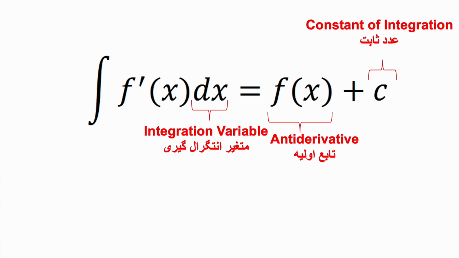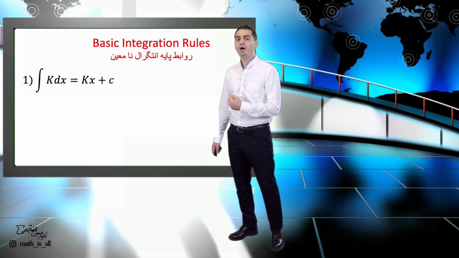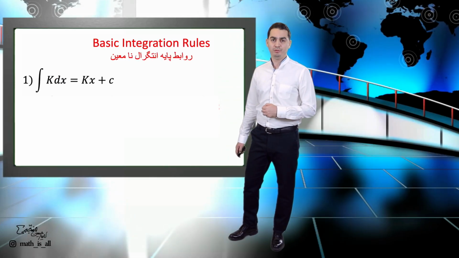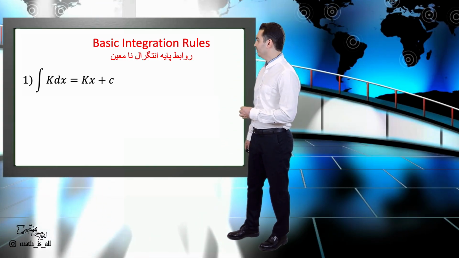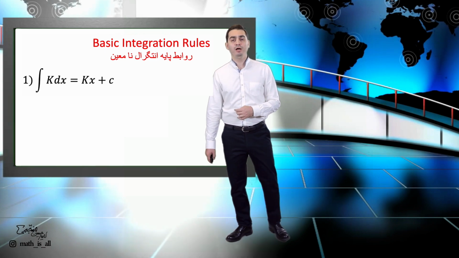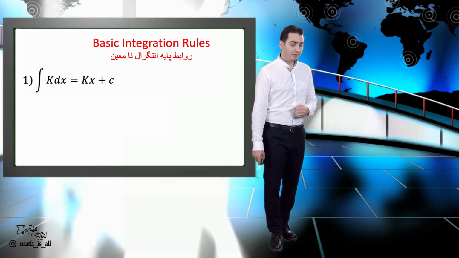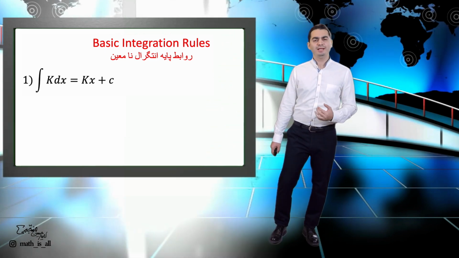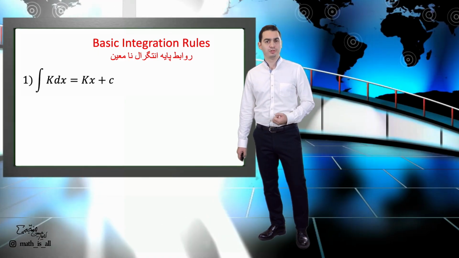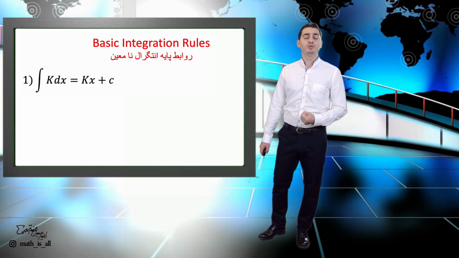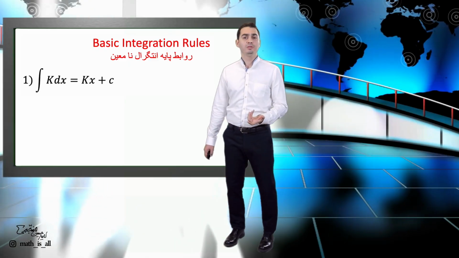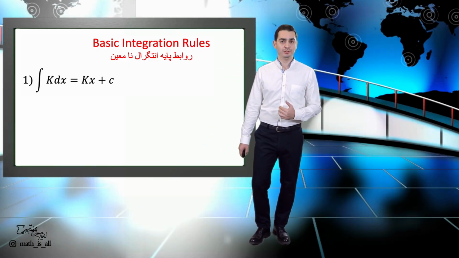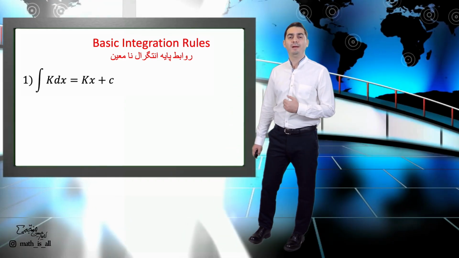Now let's move on to the basic rules of indefinite integrals. The first rule is the integral of k dx. So let's look at the integral of a constant. For instance, ask yourself, what function has the derivative of 5? We all know the answer is 5x. However, someone might say it's 5x plus 2, and another person might suggest 5x plus 10. As you can see, the derivative of all these examples is 5. That is why the integral of 5 is 5x plus c. In general, the integral of k dx equals kx plus c. This is the rule for the integral of a constant.